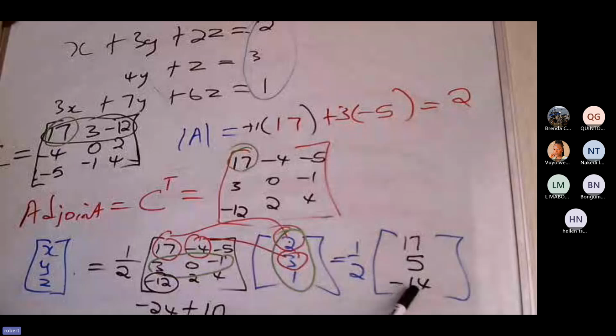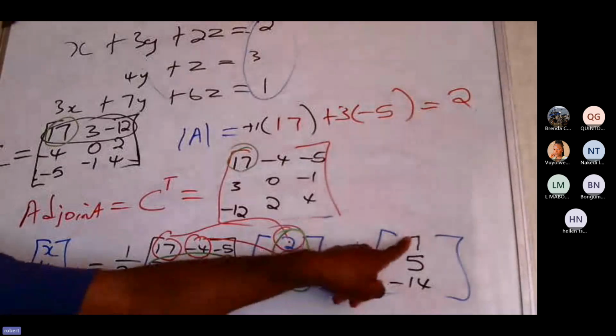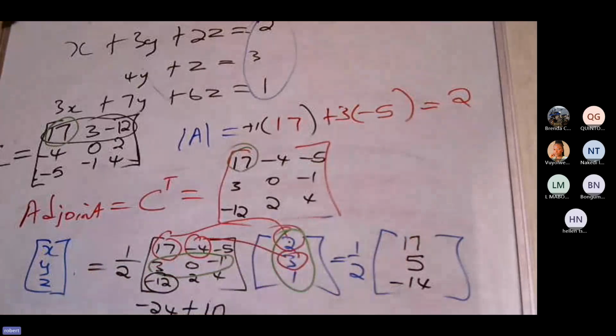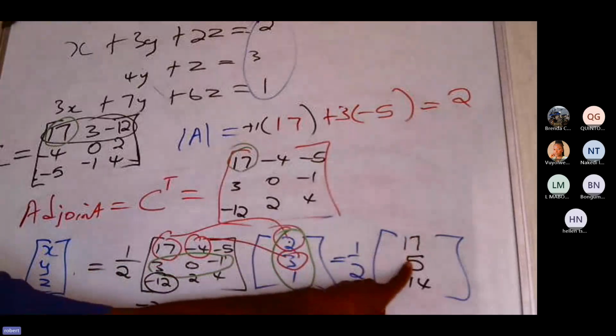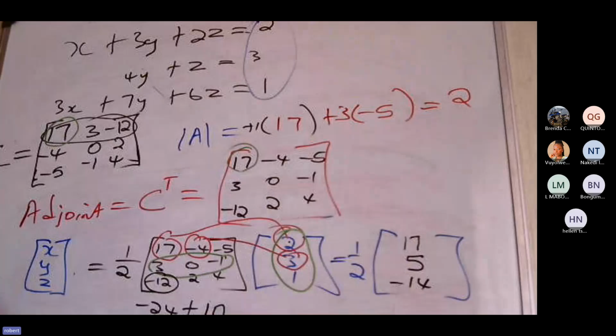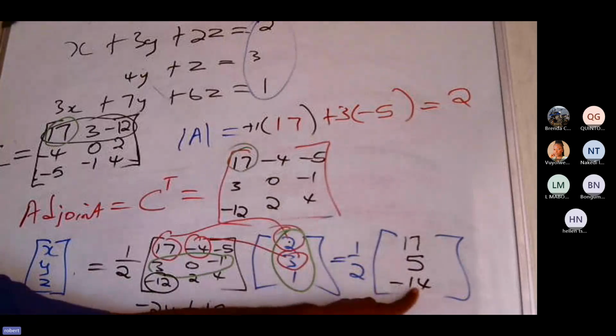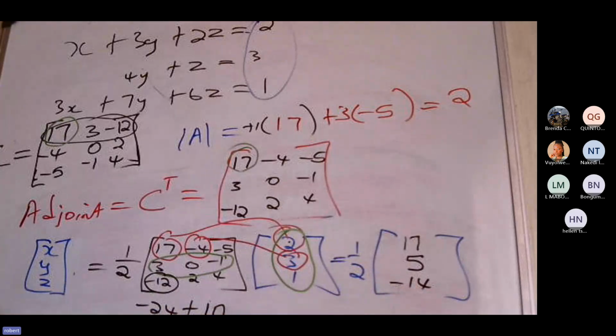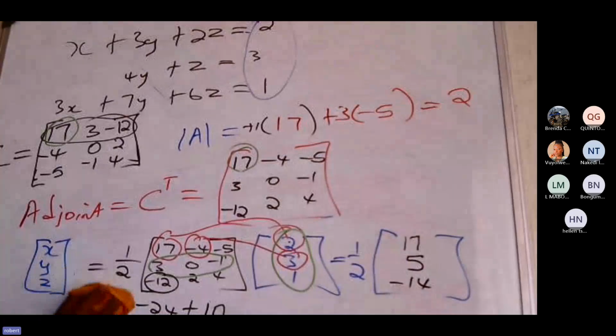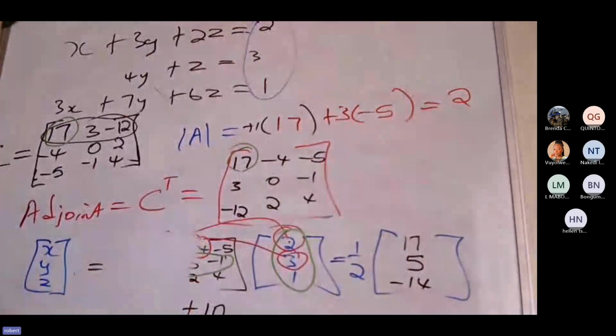This will be 5 over 2. And this will be minus 7. Because it will be half multiplied by 17 over 2, which is 17 over 4. Now it will be half multiplied by 5, which is 5 over 2. Then half multiplied by minus 14, which will be minus 7. Therefore, at the end, we can just simply erase this.